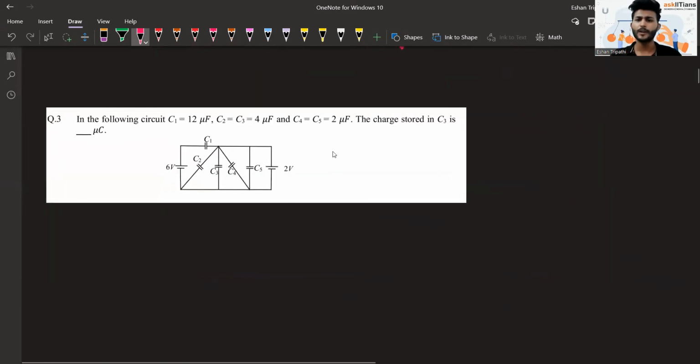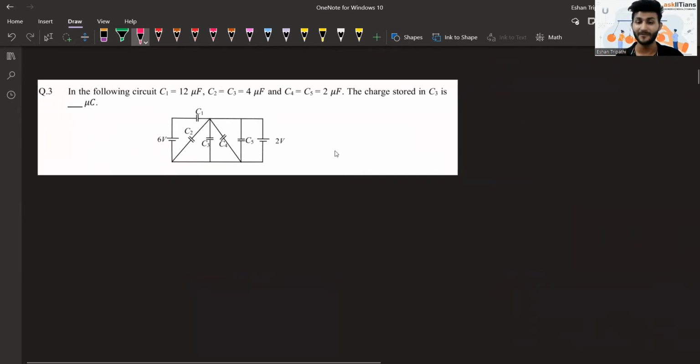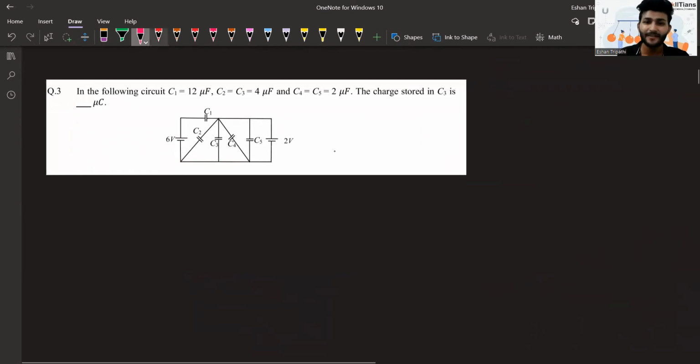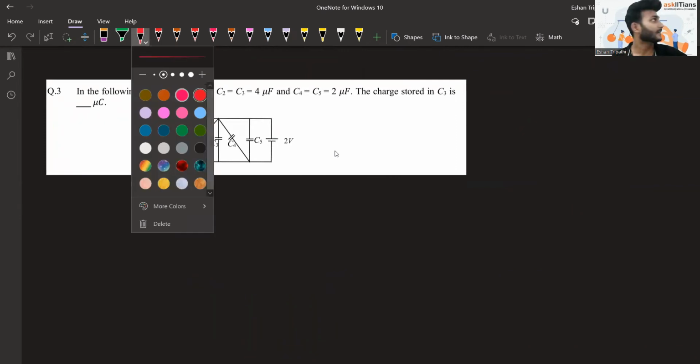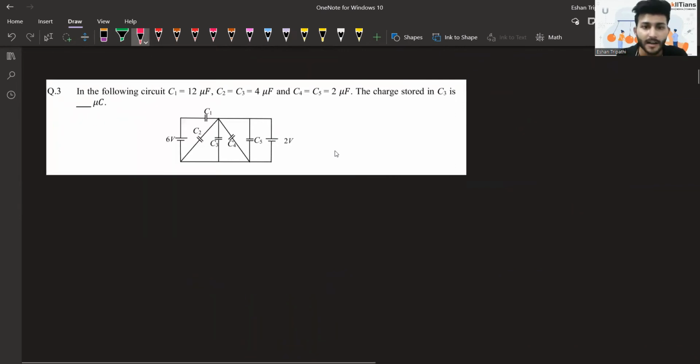Now let's move to the third question. According to me, this was the most easy question of JEE Advanced Paper 1 Physics. Here we are supposed to find the charge stored on this third capacitor C3. Just imagine, across its two ends, it's directly given what the value of the potential difference is. One terminal directly connected to this, another terminal directly connected to this.